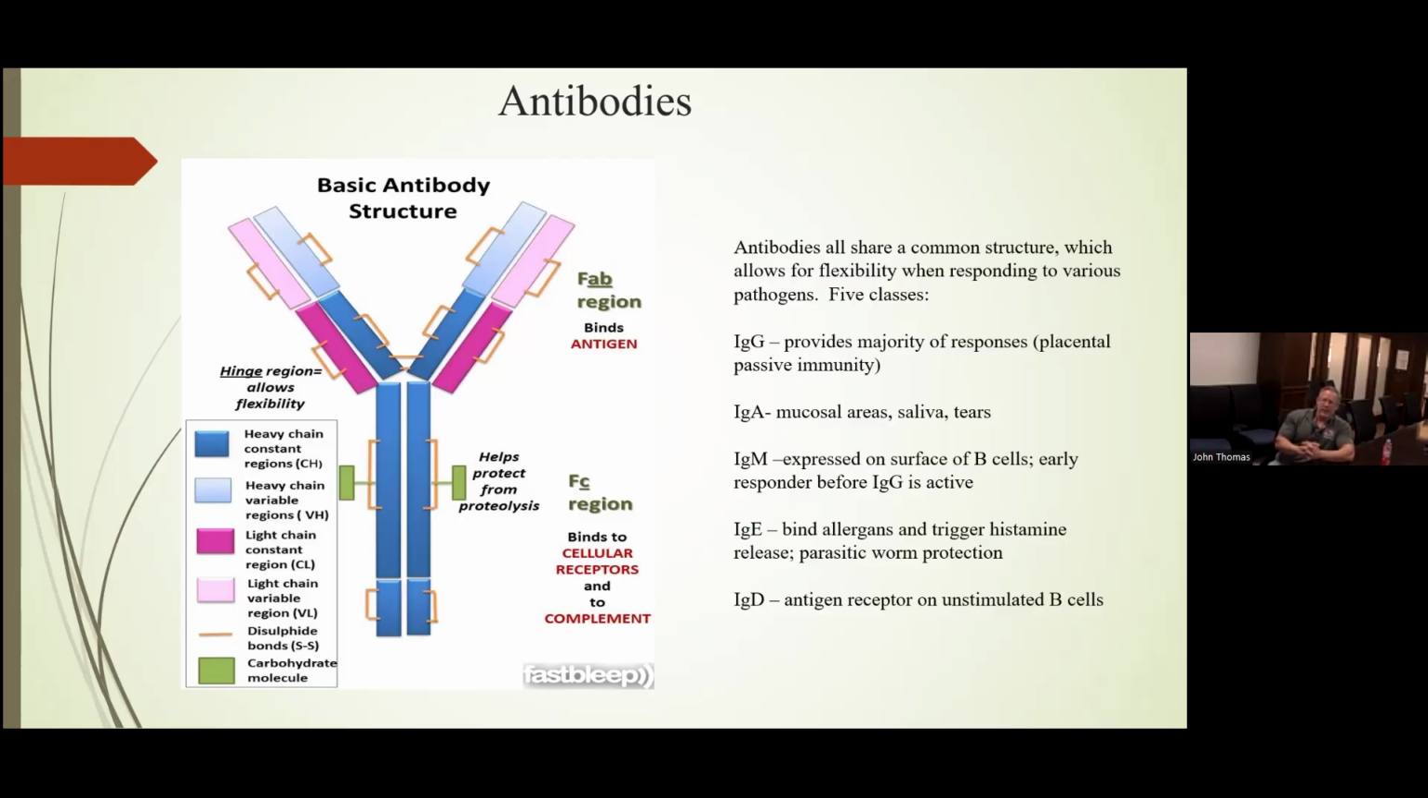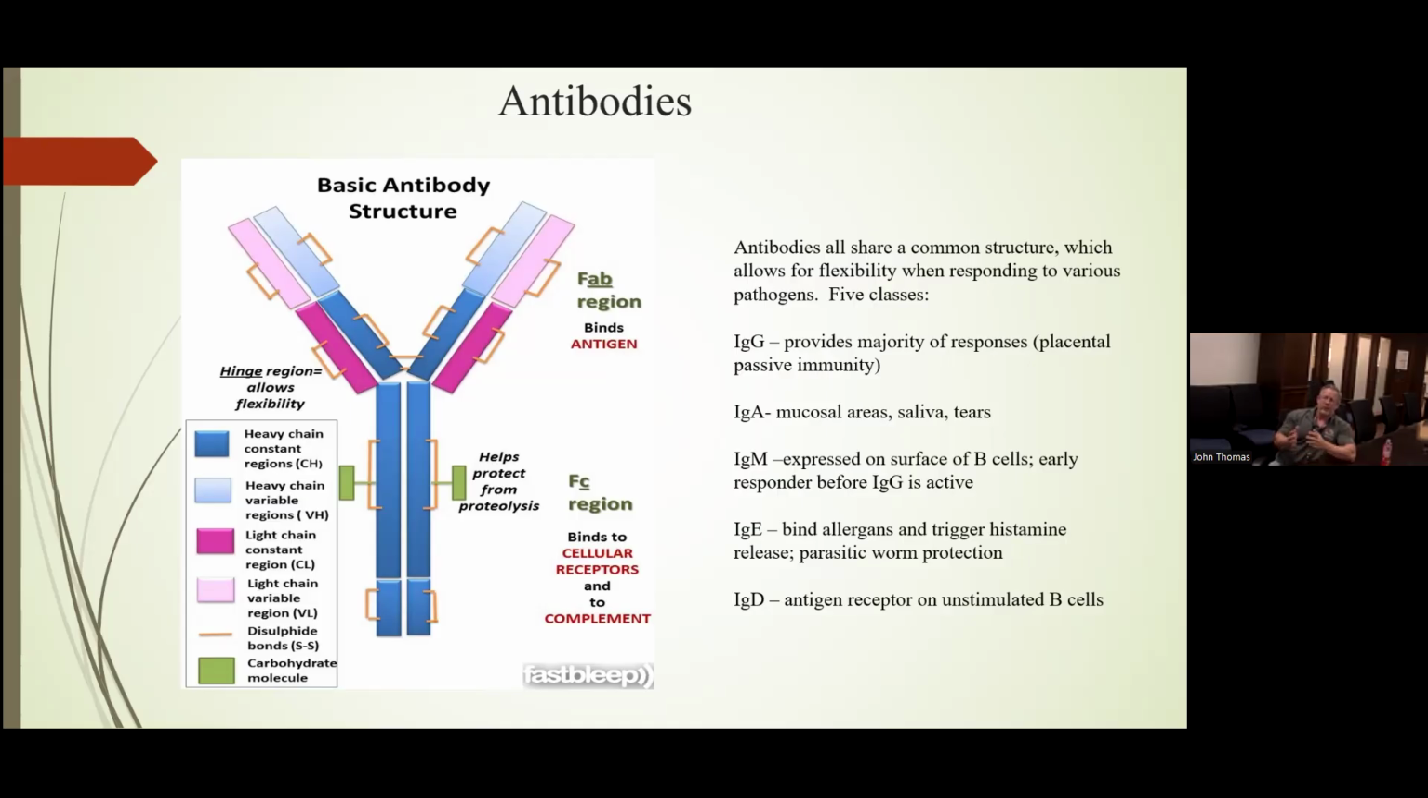IgA is an antibody that's found primarily in mucosal areas, so areas around the ducts of the tears, the nares, the respiratory passages, and it's usually going to be found complexed in saliva or tears. Secretory IgA is an antibody molecule that's found a lot in mucosal areas in particular, and it's used to help provide protection against pathogens that use the respiratory tract to establish infection, such as influenza virus or certain types of respiratory bacteria.